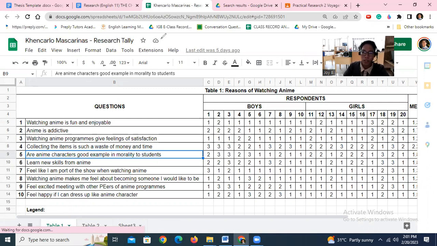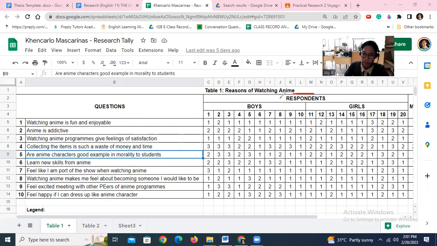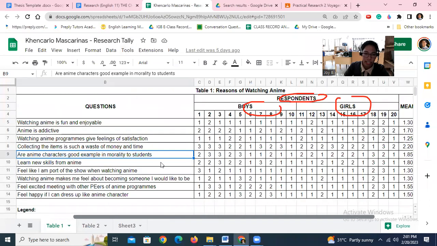So what you need to do in your tabulation of data is write the questions here, followed by the total number or the items of question, then question 1 up to 10. Again, question 1 to 10. And then pagkatapos naman dito meron tong respondents. You need to divide the boys and also the girls. Okay, remember, you only have 20 respondents, right? So let me make it smaller.